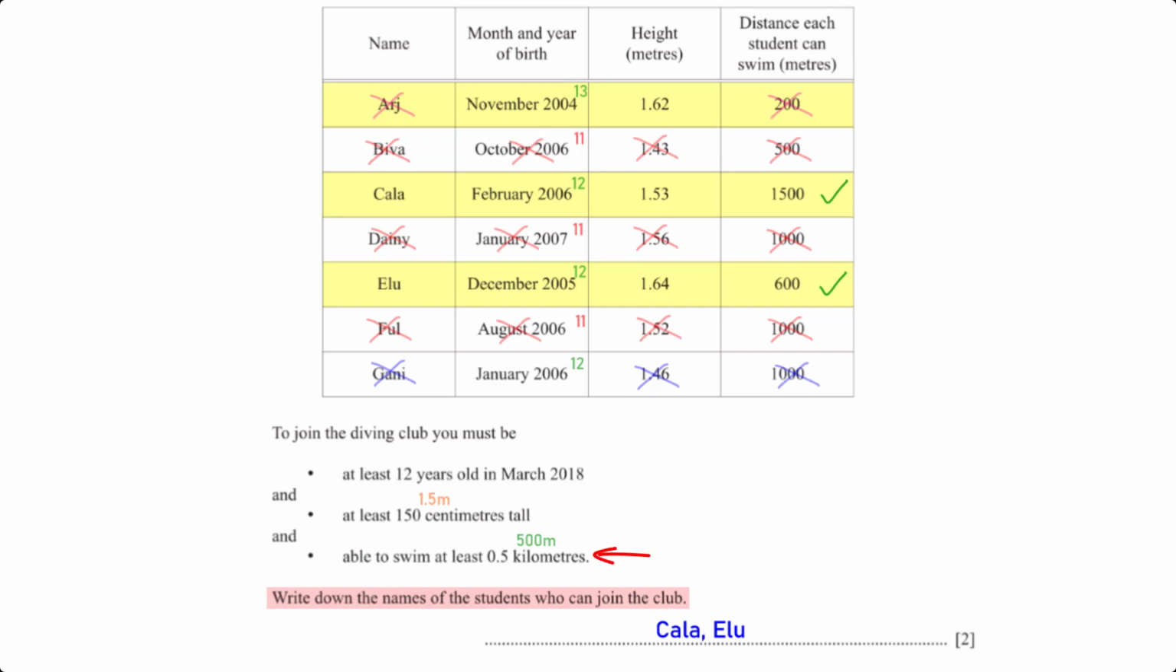We are also told the students must be able to swim at least 0.5 kilometers. 0.5 kilometers is 500 meters. From the students we now have, Aj is not able to swim at least 500 meters, so we take Aj out. We are left with Kala and Elu, who satisfy all the 3 criteria.